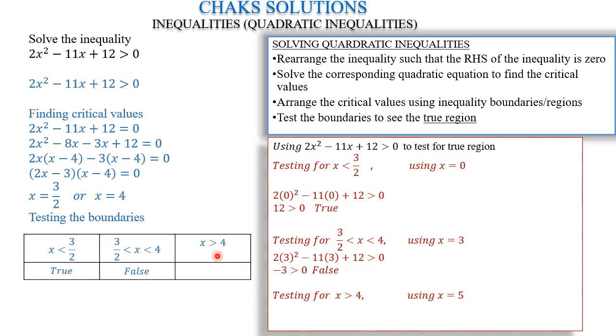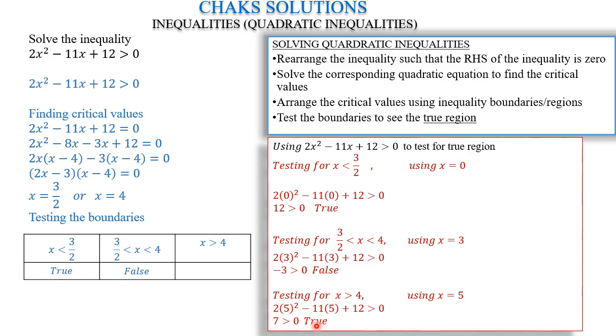Alright, then now we are testing the next region. So it's x greater than what? Greater than 4 here. So we need a number which is greater than 4 that we test into the inequality. So we can take x equals to 5 here. So we just place 5 here. So it's going to be 5 squared minus 11 times 5 plus 12 greater than 0. So you can see we are going to have 7 is greater than 0.